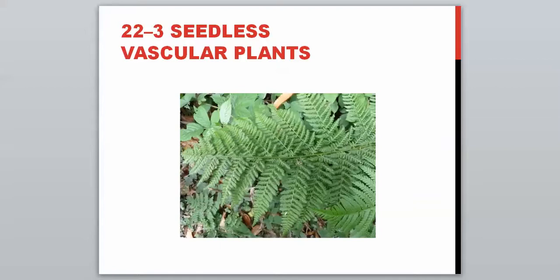We've discussed our first group, the bryophytes, which are plants that lack vascular tissue, and now we are moving on to our next group of plants, our first one that is going to have vascular tissue, but these ones are going to be known as the seedless vascular plants.